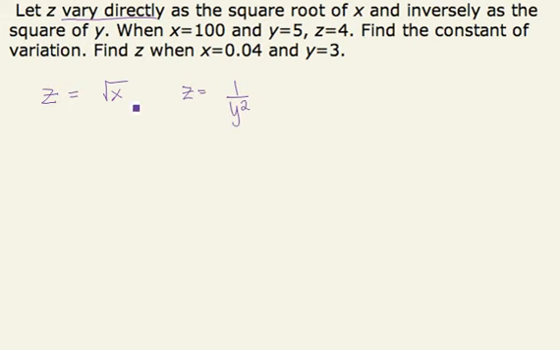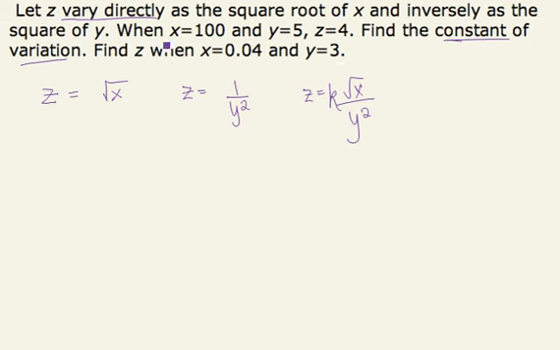Now we have to put these two pieces together. z equals the square root of x over y squared. However, there is some constant of variation, and let's just call it k. So right now we have a formula: z equals k times the square root of x over y squared. Well, how do we find this constant of variation? That's the next piece of the puzzle.